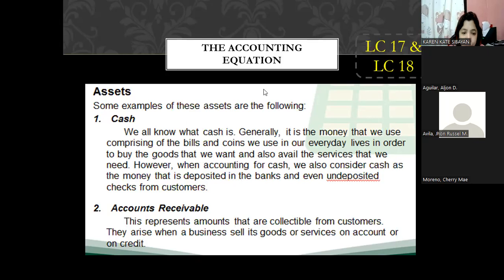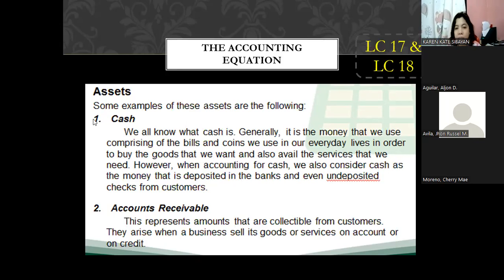So for example, cash, we all know what cash is. Generally, it is the money that we use, comprising the bills and coins we use in our everyday lives to buy the goods that we want and also avail of the services that we need. However, when accounting for cash, we also consider cash as the money deposited in the banks and even undeposited checks from customers. Sa cash pa lang, general pa lang yan. But actually, we have different types of cash.